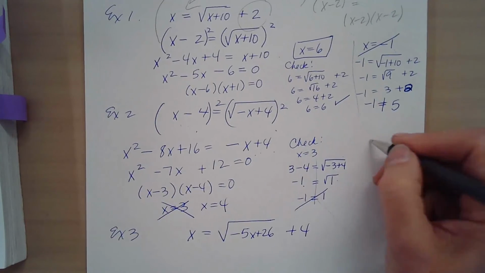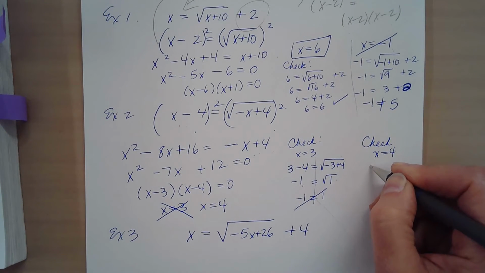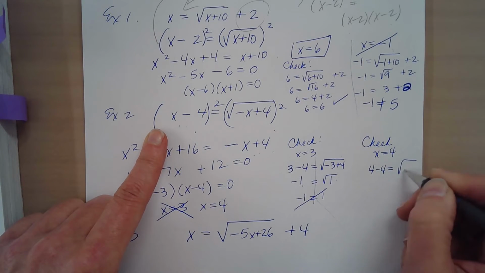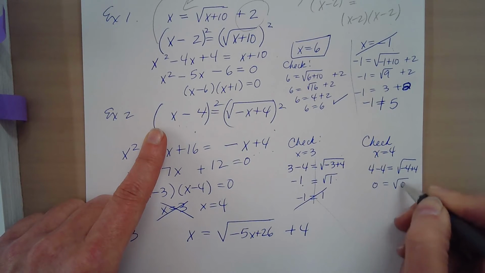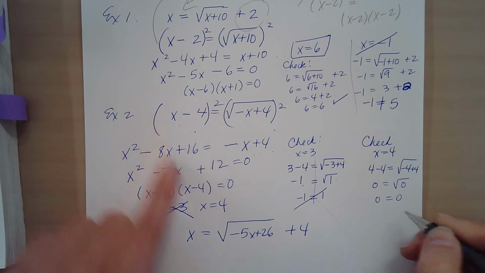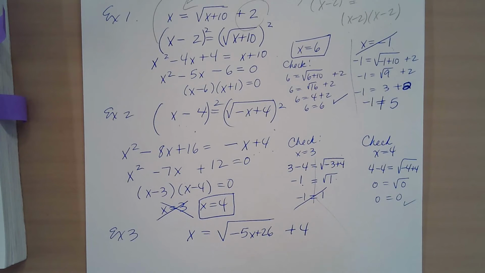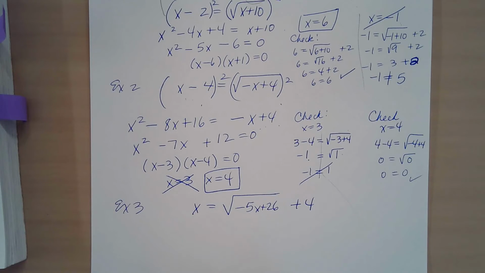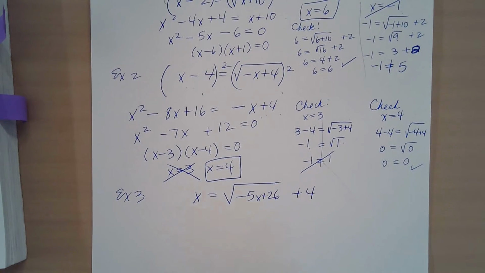All right, let's check x equals 4. So 4 minus 4, I'm going to get a 0 here, equals the square root of 4 minus 4. 0 equals the square root of 0. Yeah, 0 equals 0, right? That works. So I have one, and so far I've had one answer out of each set of answers that worked. And then the last one looks actually pretty straightforward.